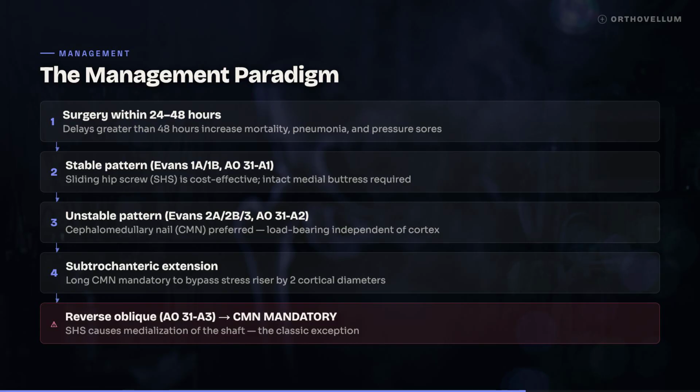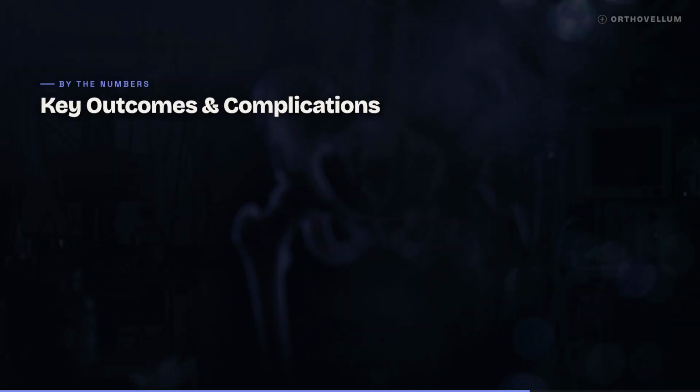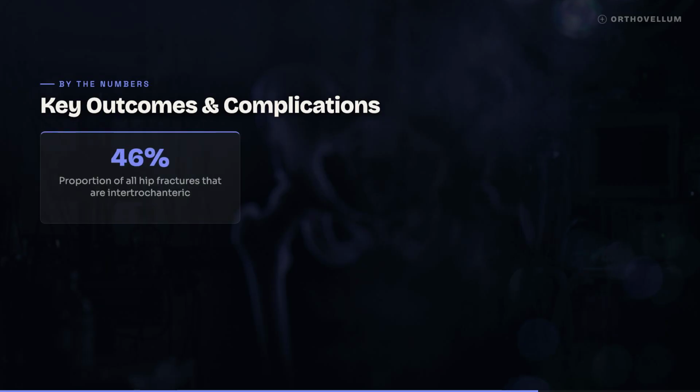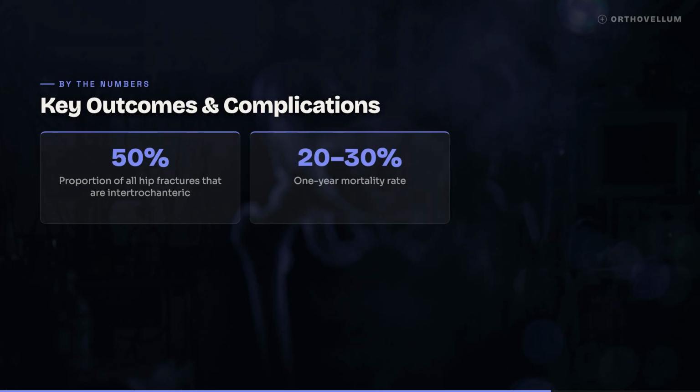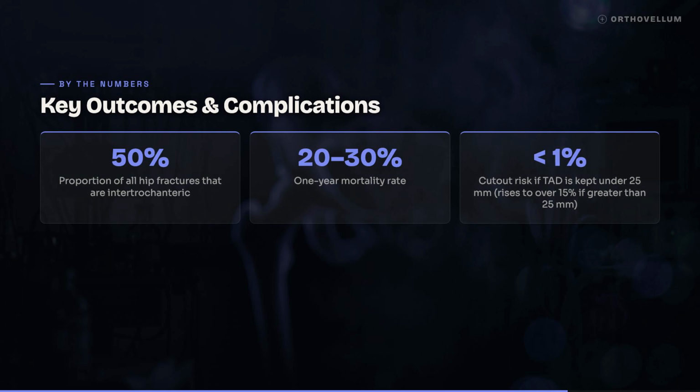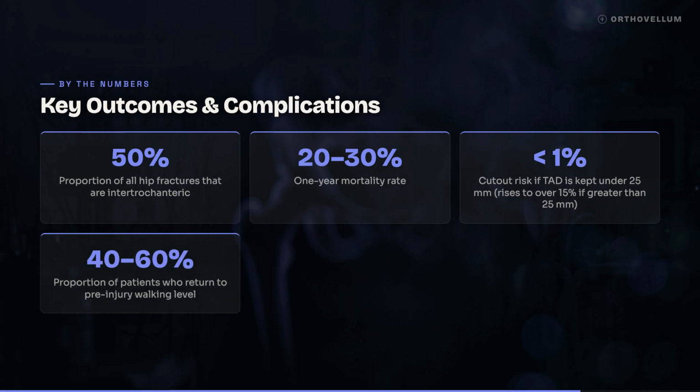The outcomes for these patients remain sobering, with intertrochanteric fractures representing half of all hip fractures and carrying a 20 to 30% one-year mortality rate. However, meticulous technique makes a measurable difference. Keeping the tip-apex distance under 25 millimeters drops cutout risk to under 1%, whilst only 40 to 60% of patients will return to their pre-injury walking level.